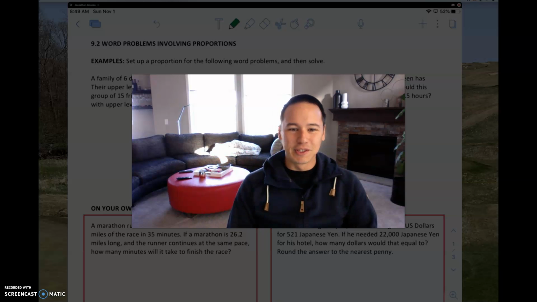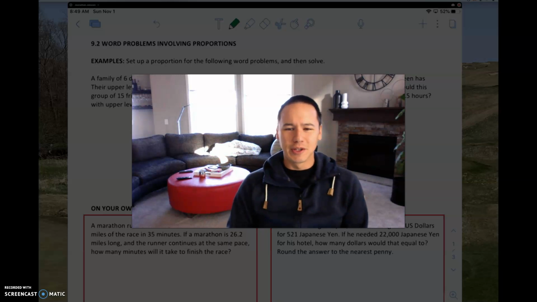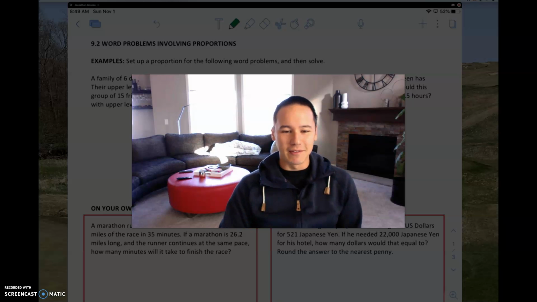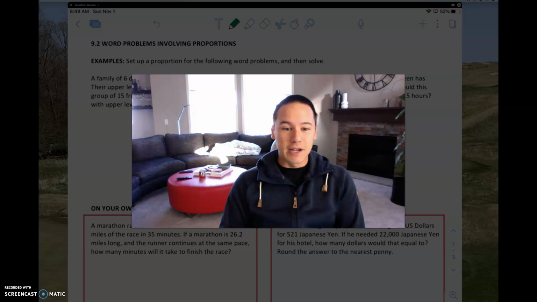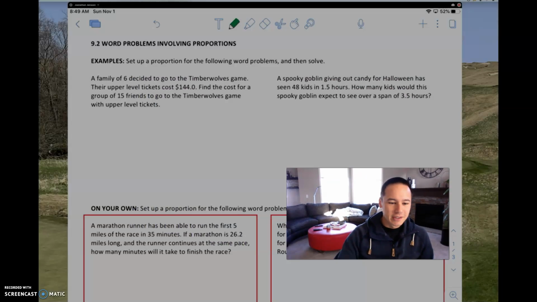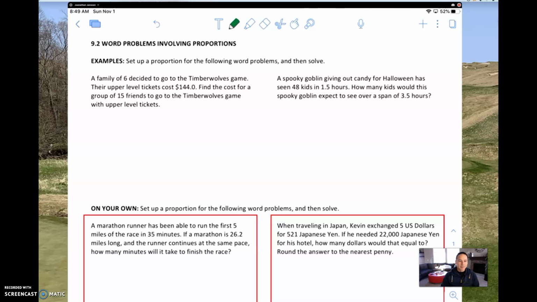Howdy, algebra students. Hopefully you are all enjoying your one extra hour of sleep that you have because of daylight savings time being over. With that one extra hour, you can use it to solve word problems involving proportions. So let's learn how to do that.